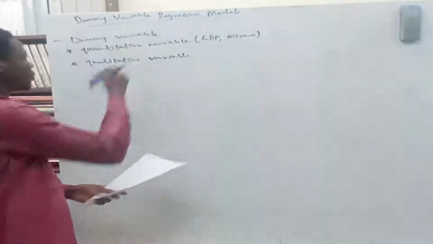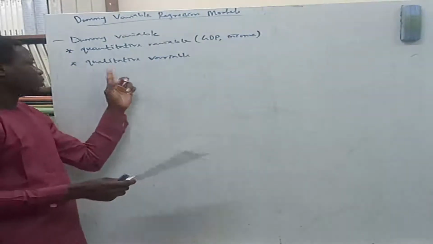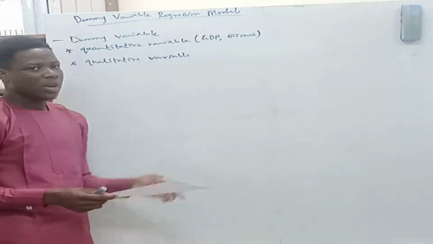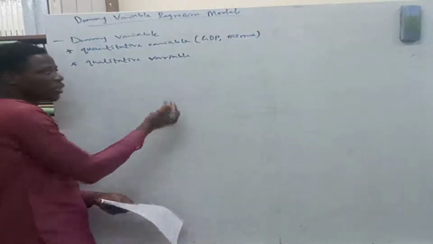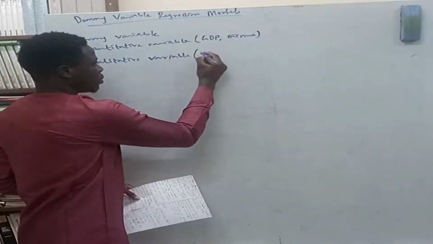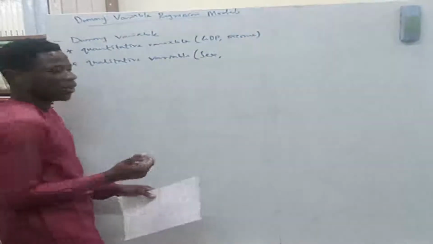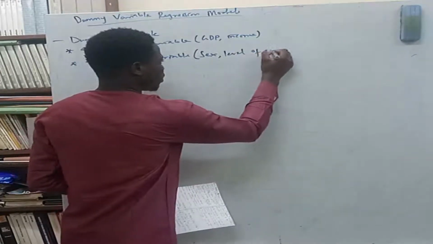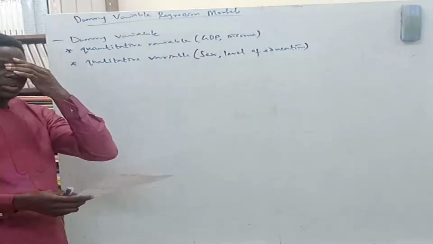But in this class, we're going to be looking at what if we have a qualitative variable in our regression model. How are we going to treat it? That's what we're looking at. Examples of qualitative variables are things you cannot really quantify, such as sex and level of education.